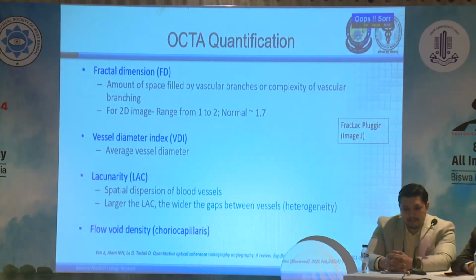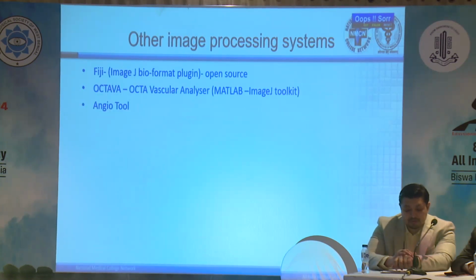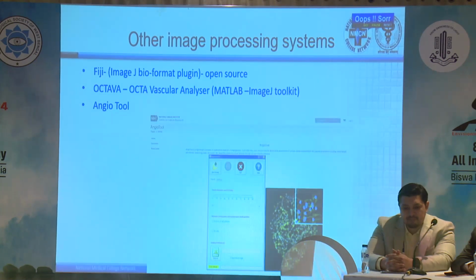Now other metrics that are available are the fractal dimension, vessel diameter index, lacunarity index, and the flow void densities. These are being looked into in the upcoming research studies, and there are other image processing systems also available other than ImageJ that can be used, such as Fiji, AngioTool, Octave.